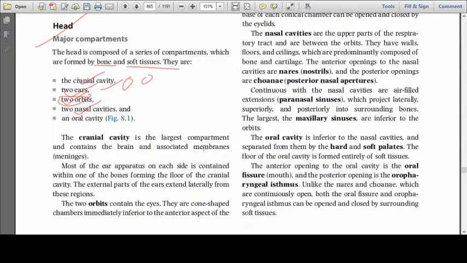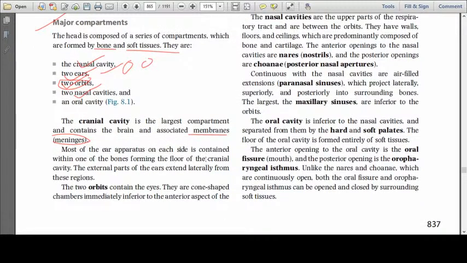The cranial cavity is the largest compartment and contains the brain and the associated membranes. It consists of meninges, which are basically the covering of the brain. Most of the ear apparatus lies on each side within the bones forming the floor of the cranial cavity. The external parts of the ears are external, lateral to the region.